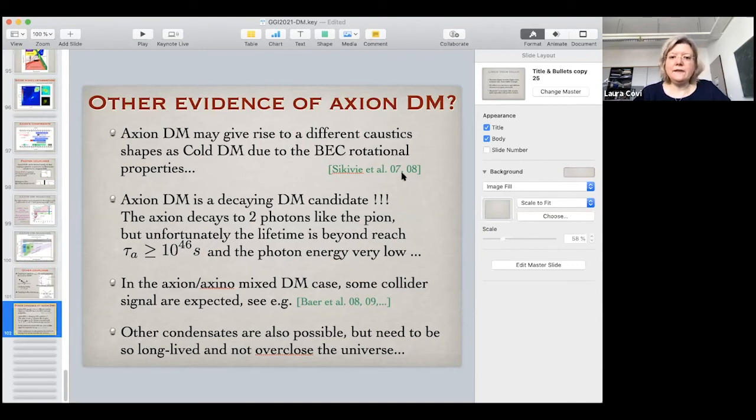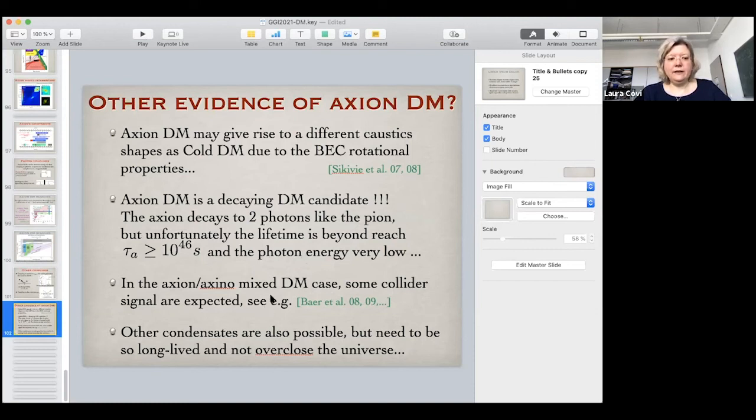It's unclear if this is really the case, but in some sense, this would be another possibility to see a different distribution of the dark matter in the galaxy, if we would be able to measure it. As I told you, it is a decaying dark matter candidate, but usually the lifetime, unfortunately, is very, very long, and the photon energy is also quite low, so it's probably difficult to measure.